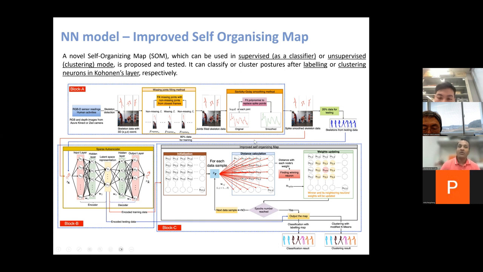A very interesting part of this model is that it is one of a kind. Maybe somebody did it before, but this is one of the kinds of model that can be used in dual mode.